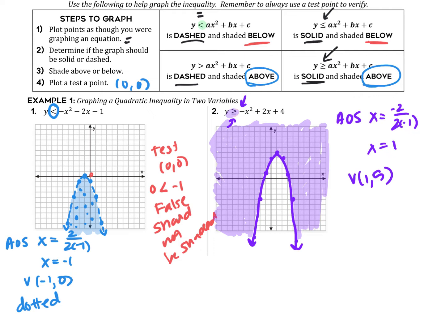And then the last thing we're going to do is test a point to make sure that we have graphed in the correct place. Again, I'm going to choose to test (0, 0) because it's easy to plug in. Here, (0, 0) should not work. So let's see what happens. 0 is greater than or equal to 0 plus 0 plus 4. That's not true, which is what I wanted because it's not inside the shaded region.